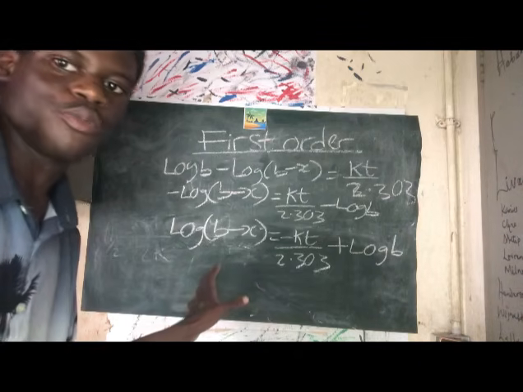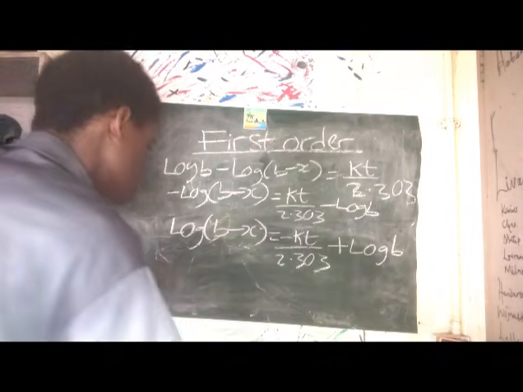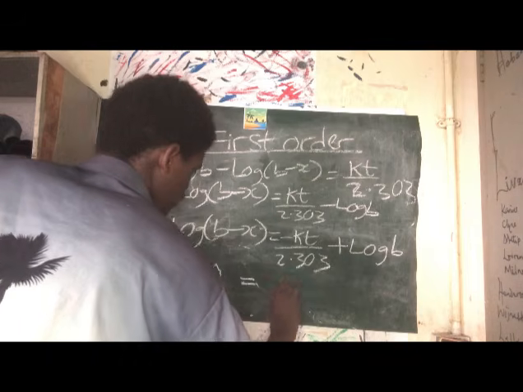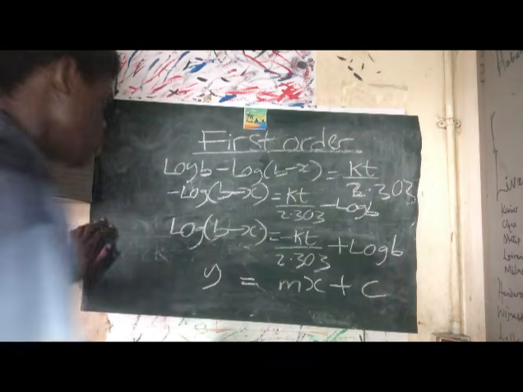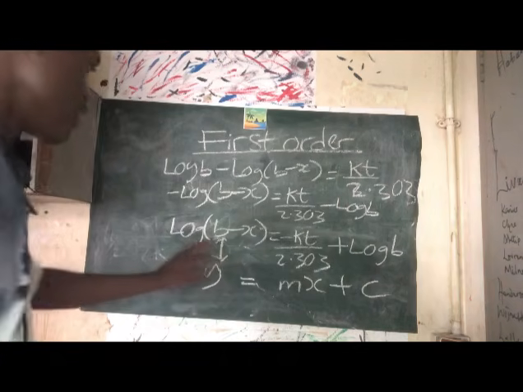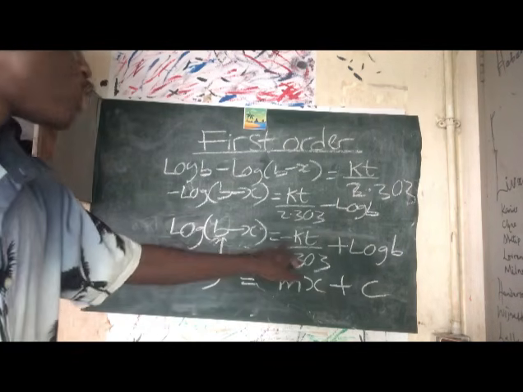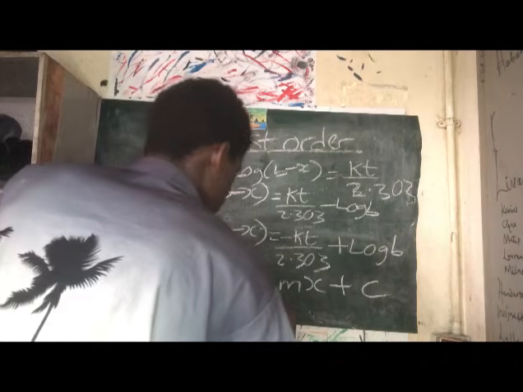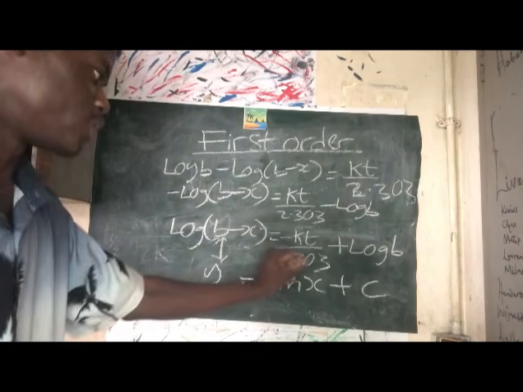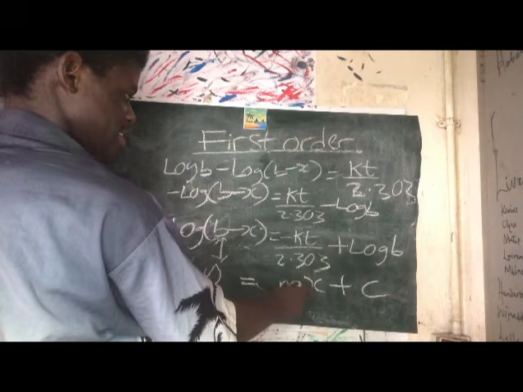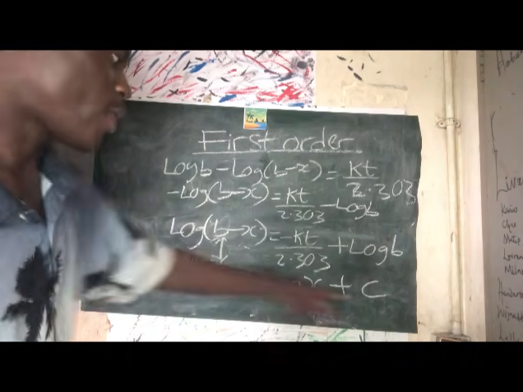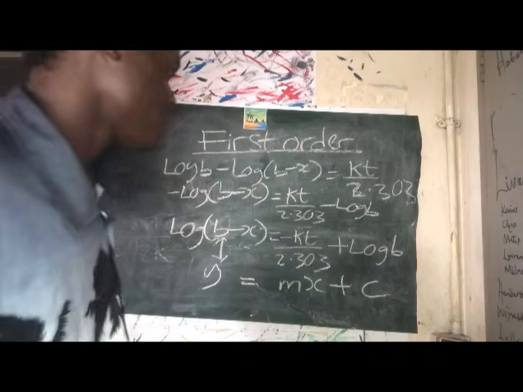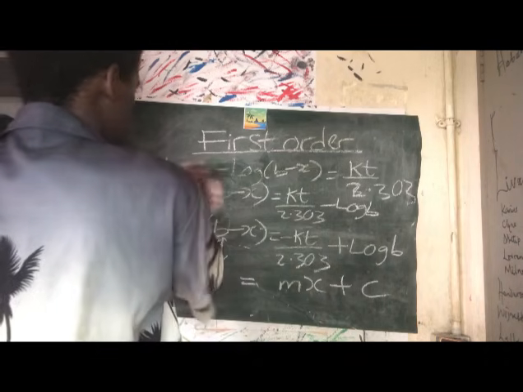Now let's compare this to the equation of a straight line. Equation of a straight line is y is equal to mx plus c. So you can see here that y is equal to log b minus x. The slope will now be m is equal to minus k over 2.303. This t is our x component. Our slope is minus k over 2.303, while our intercept is now log b. Now let's draw the straight line with that information. So let me clean this.